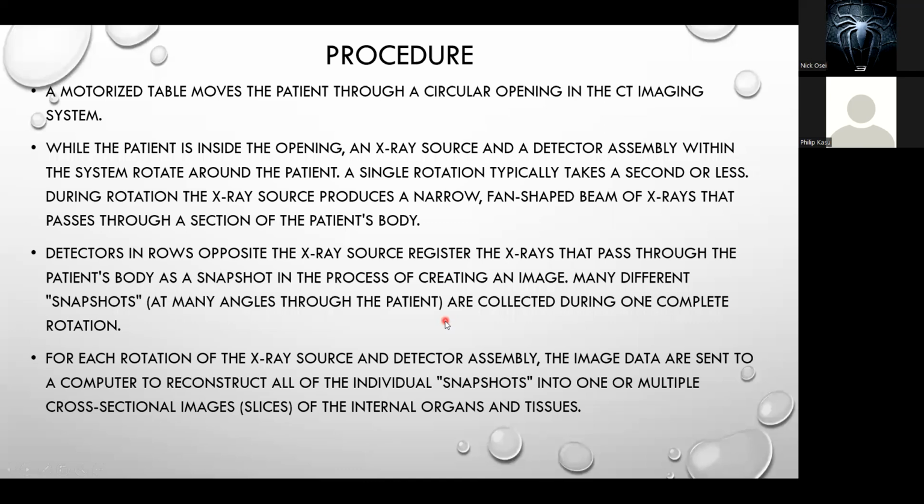X-rays are being shot. Now, while the patient is inside the opening, an X-ray source and a detector assembly within the system rotates around the patient. A single rotation typically takes a second or less. During rotation, the X-ray source produces a narrow, fan-shaped beam of X-rays that pass through a section of the patient's body. The detectors in rows opposite the X-ray source register the X-rays that pass through the patient's body as a snapshot in the process of creating an image.